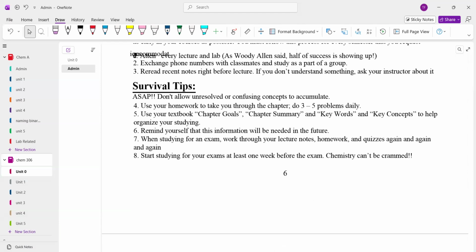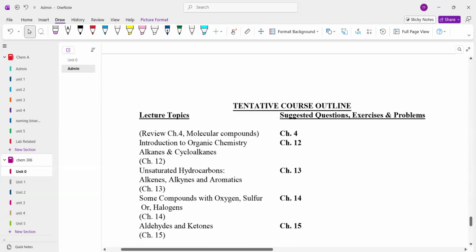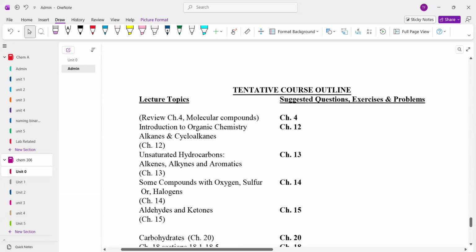These are pretty generic survival tips, but they're pretty valid. Okay, now in your textbook, assuming you have one, this class really starts on chapter 12, but you need to be able to do chapter 4. Chapter 4 is doing Lewis dot structures because you're going to be doing structures for the whole semester. The whole semester, starting with day 1. So knowing how to do a Lewis dot structure is extremely important.